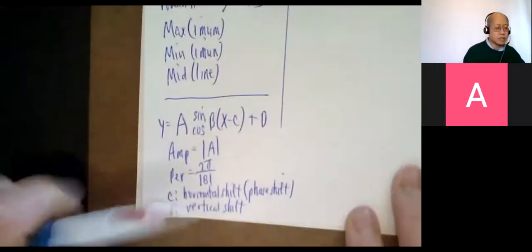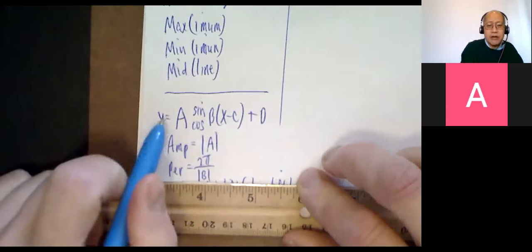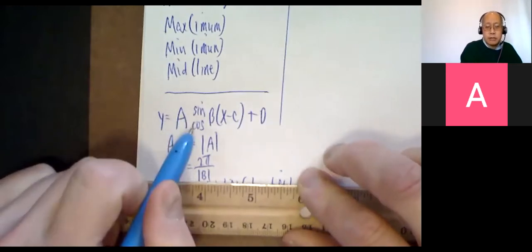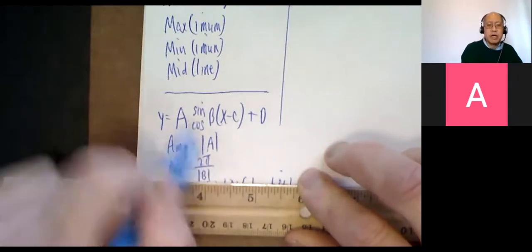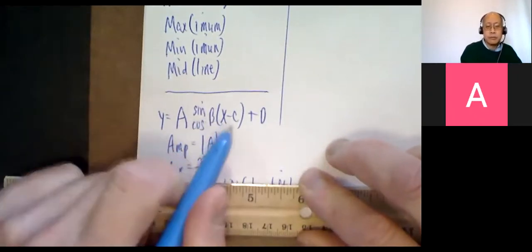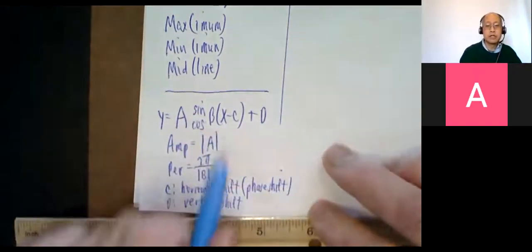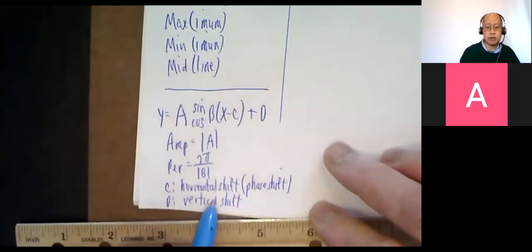Okay. So I mentioned this yesterday a little bit. Amplitude is absolute value of A. Doesn't matter if it's a sine or cosine. Okay. The period is 2 pi divided by absolute value of B. Most of the time, this would be positive. And from a long time ago, right? C is a horizontal shift, sometimes called a phase shift, and D is a vertical shift.